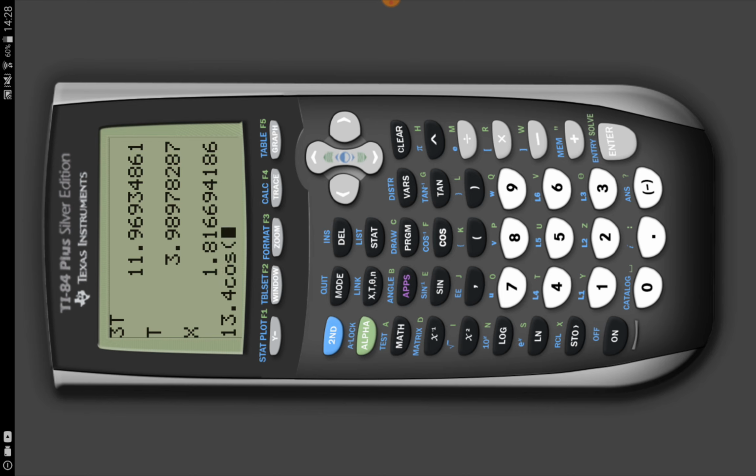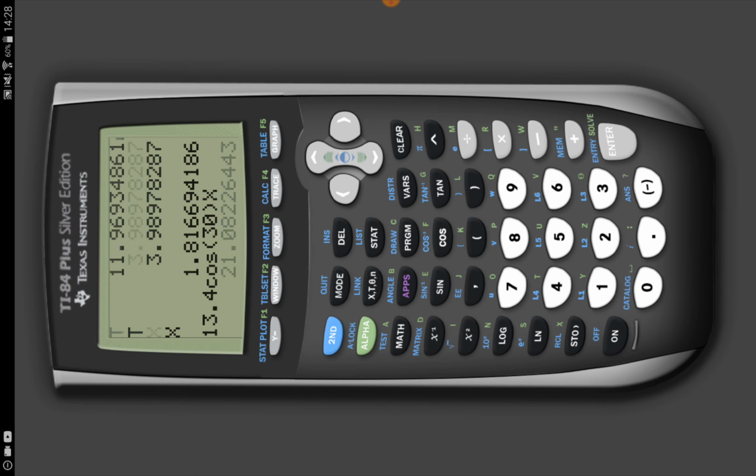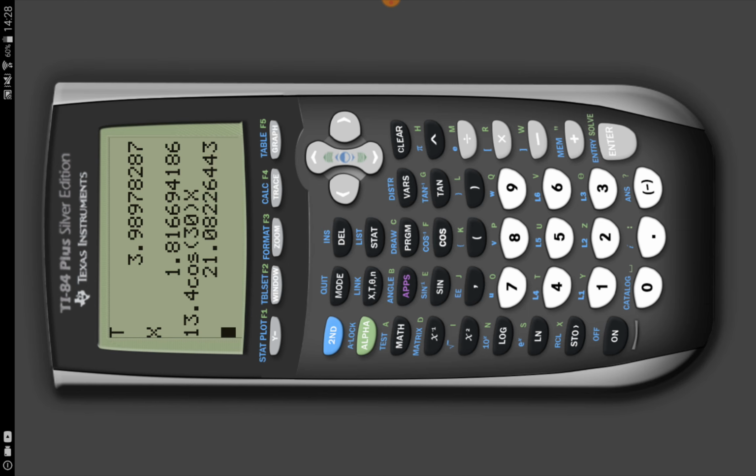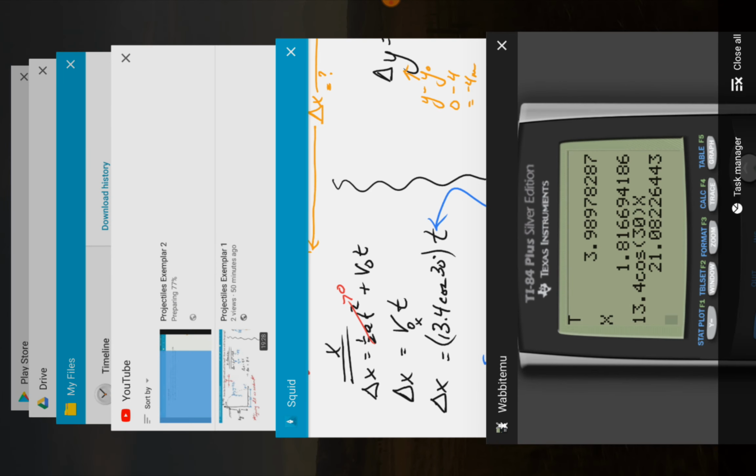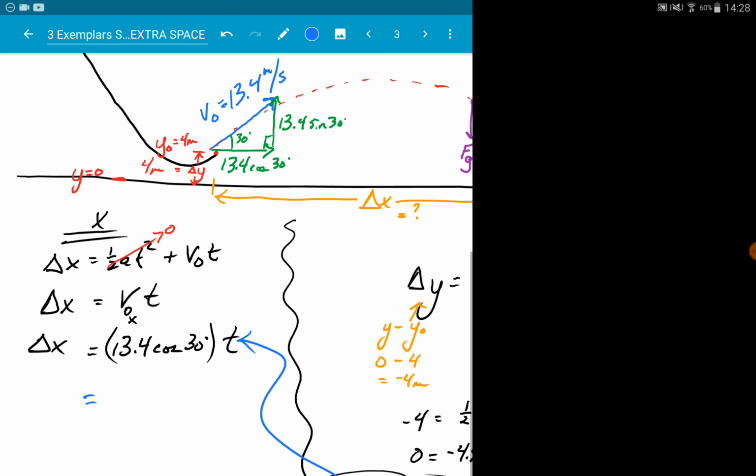13.4 cosine of 30. And then I need to multiply that by the time. Well, notice that the time is already programmed in as x, so I just put that in as x, press enter, boom, there I am, 21.08. That was way more efficient than me trying to write down numbers and put them back in.